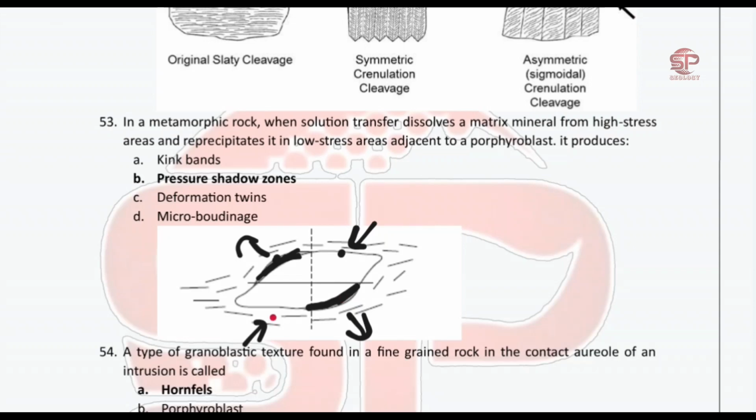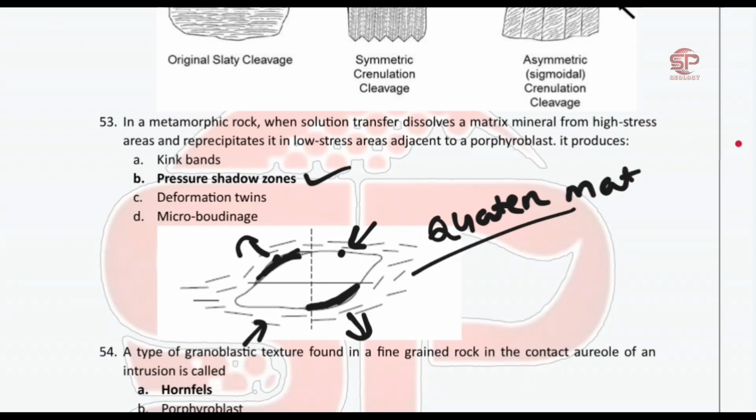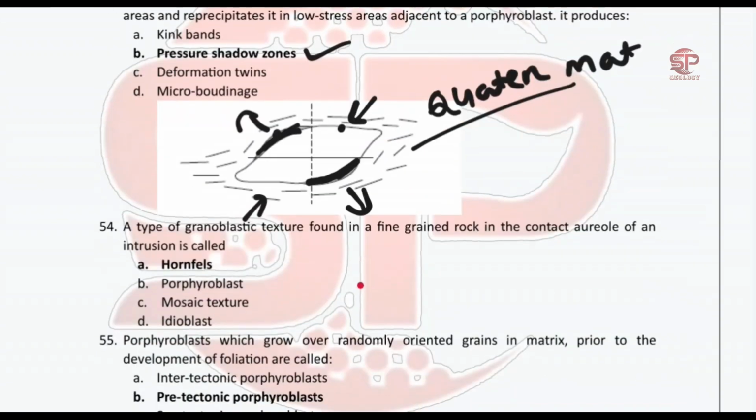So the extension part. So during metamorphism, the solution always transfers to the low pressure region. That is called a pressure shadow zone. It is found in quartermat structure. The answer will be pressure shadow zone.